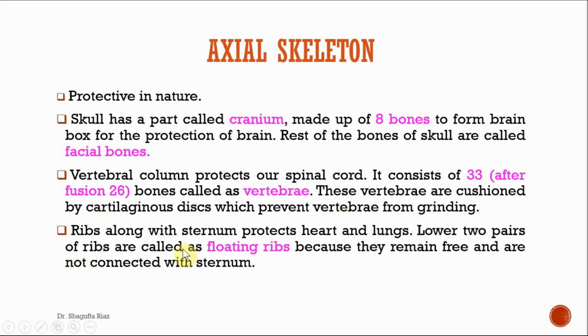Ribs, along with the sternum, protect the heart and lungs. These two are another vital organ of our body. The lower two pairs of the ribs are called floating ribs. Why? Because they remain free and are not connected with the sternum, while the rest of the ribs are connected in front of our body with the sternum and at the back side with the vertebrae, right?